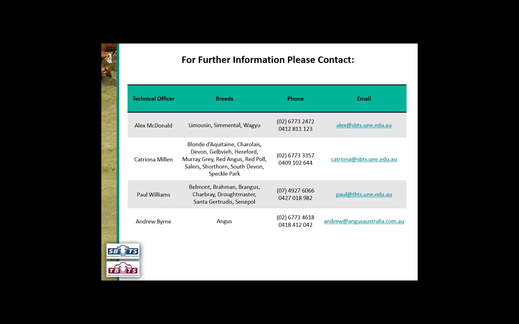As I think you would have seen this slide for the last 4 weeks, these are the people to contact if you would like more information about the indexes for your breed. I handle the Limousin, Simmental and Wagyu questions. Catriona handles a whole range of breeds in there, Blonde, Charolais, Devon, Gelbvieh, Hereford, etc. Paul Williams does the northern breeds, the tropical breeds, and Andrew Byrne handles the questions about the Angus breed.